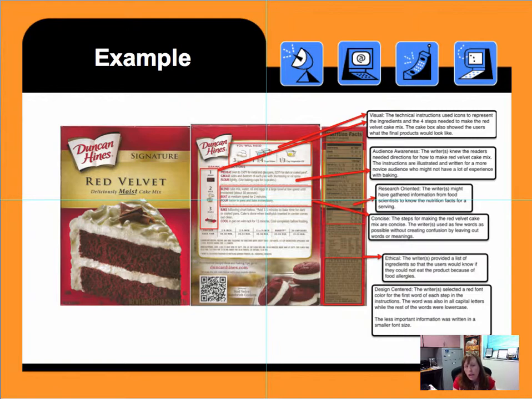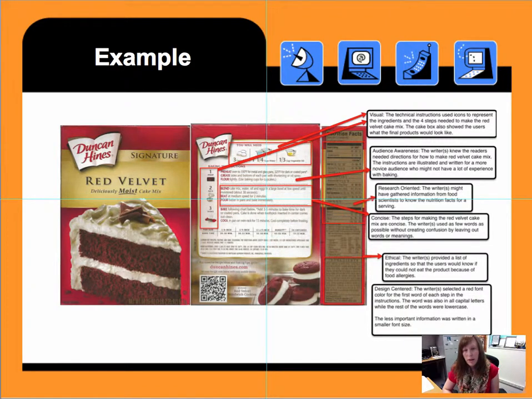And in general, in looking at the cake mix box, the writer selected a red font color for the first word of each step in the instructions. And that word was also in all capital letters, while the rest of the words were lowercase. This was an intentional choice by the writer and shows a great attention to the design of the information. And then when you look at the nutrition information, perhaps the less important information was written in a smaller font size and a smaller location on the box.